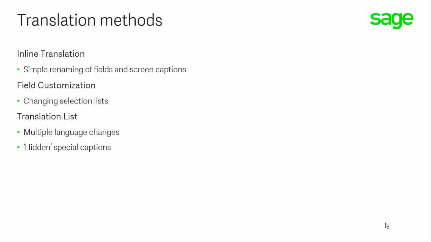And we also have the translation list, which is our ability to search for any of the captions used within the system. We have multiple language changes that we could make in here, as well as some of the hidden or special captions that are used to control the interface within Sage CRM.